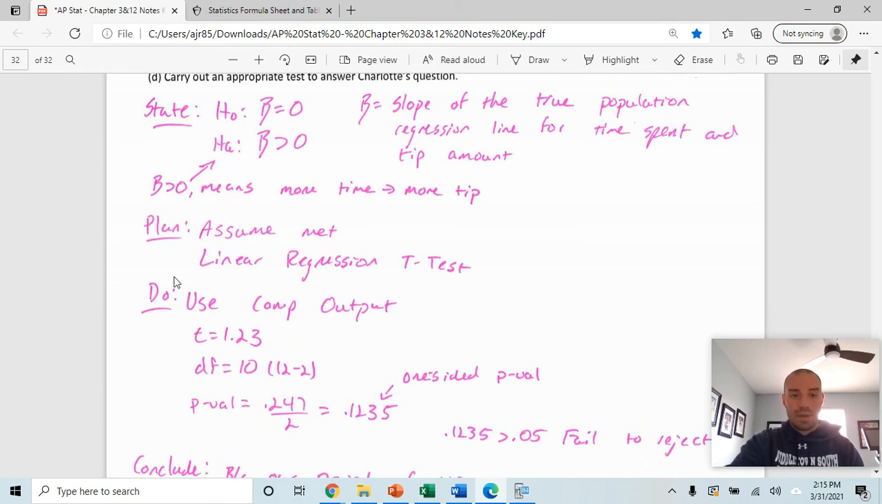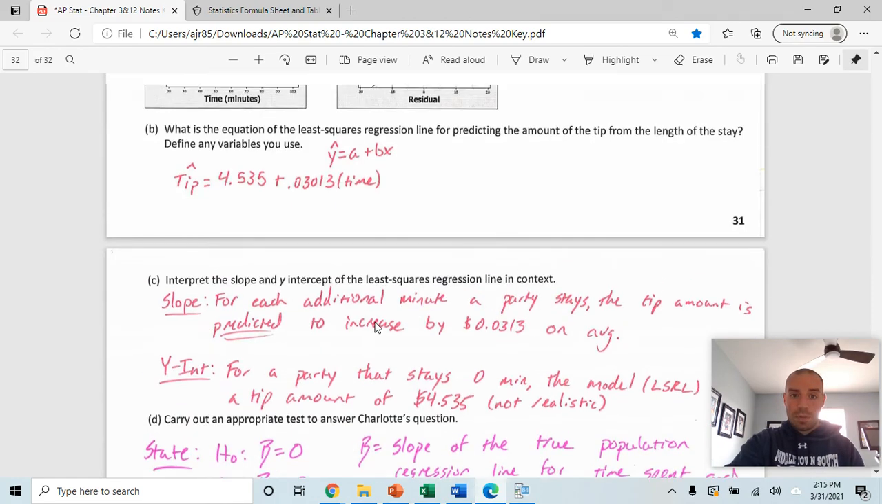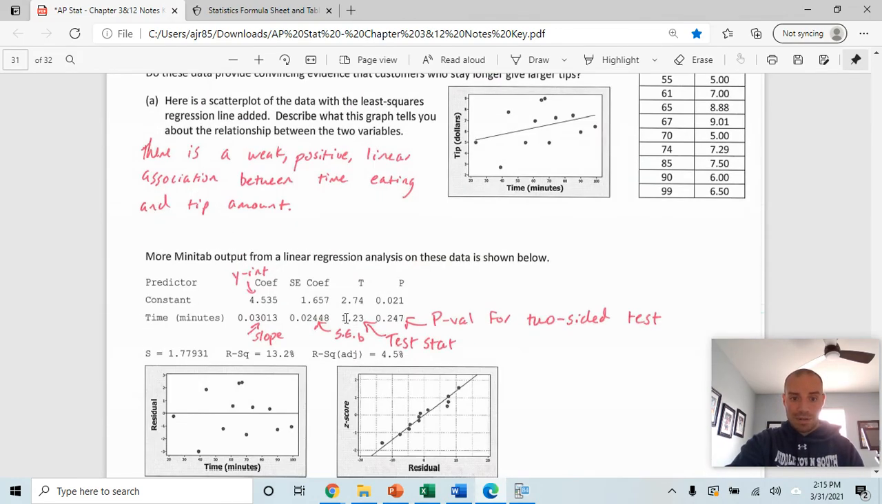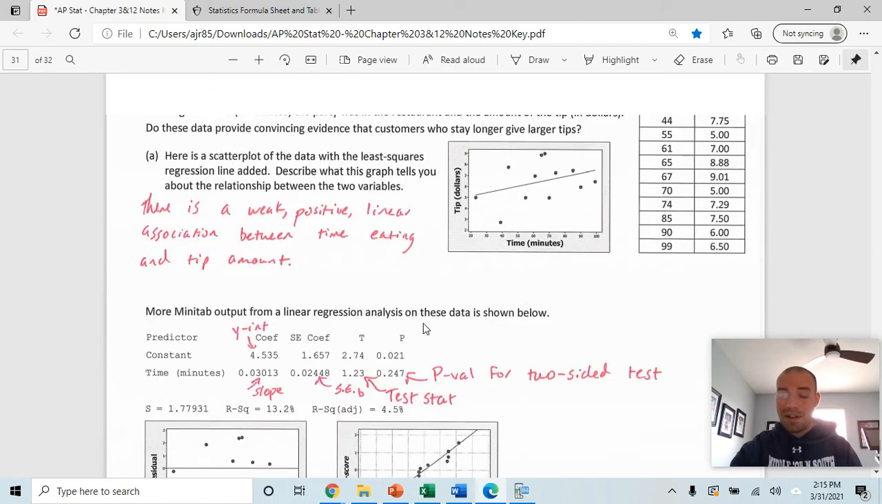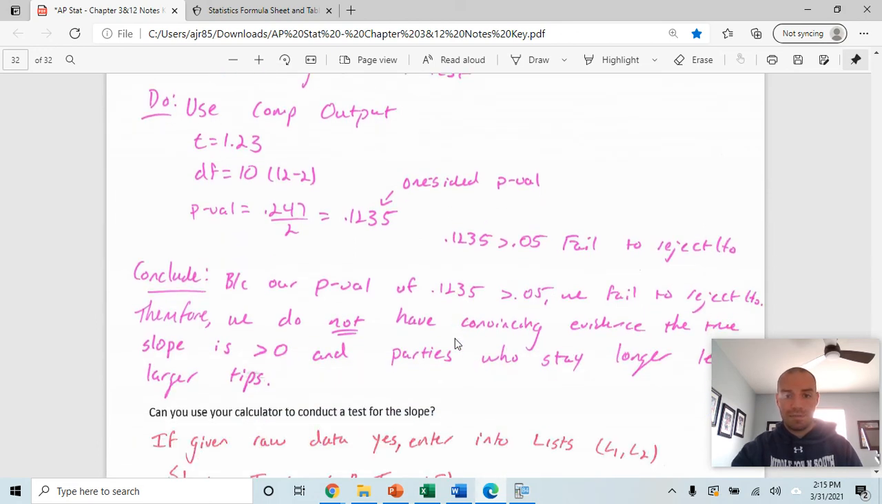We assume the conditions are met. You're using the computer output. Your test statistic is 1.23. That's given to me in the table right here. This is the p-value for the two-sided test, going in both directions. If we want the p-value for the one-sided test, we need to take that p-value and divide it by 2. So this is the p-value for the two-sided test. To get the one-sided test, take it and divide by 2, and you'll get 0.1235.